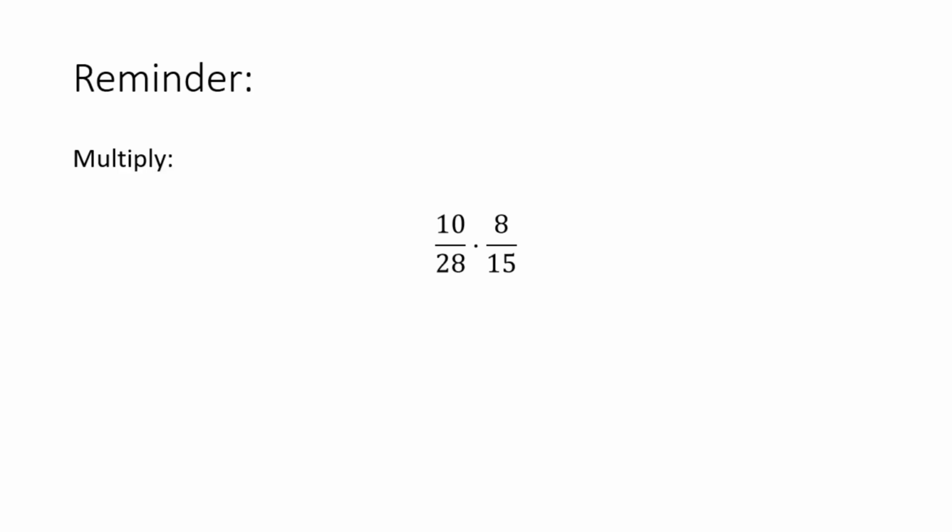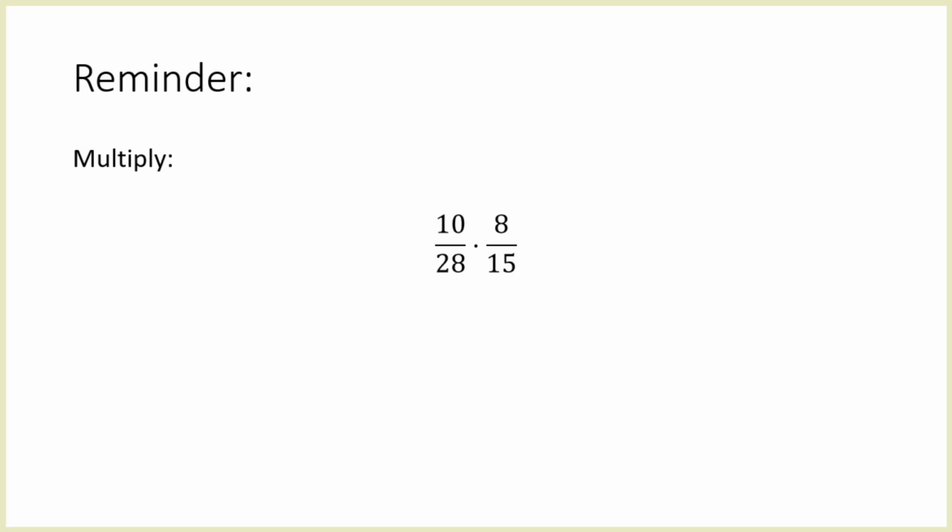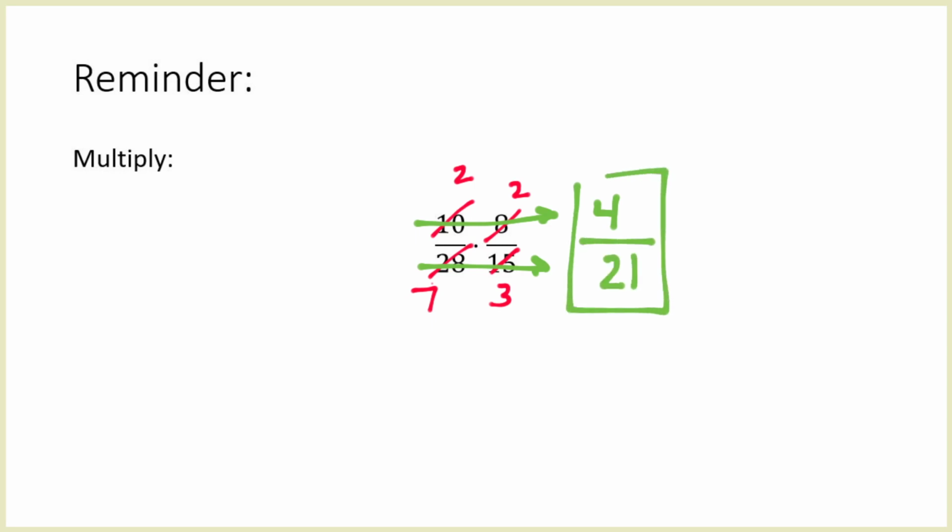So, let's go over one quick reminder of what we've done before. I'm going to try cross-canceling as much as possible because that's going to make our lives a lot easier. So I'm going to take a 5 out of the 10 and I'll get 2, and I'll take a 5 out of the 15 and I'll get 3. I'm going to take a 4 out of the 28 and I'll get 7. I'll take a 4 out of the 8 and I'll get 2. Multiply straight across the top and I'll get 4. Multiply straight across the bottom and I'll get 21. 4 over 21 is our answer.